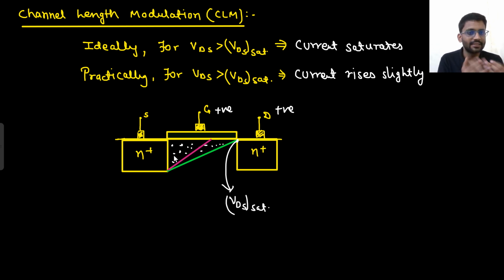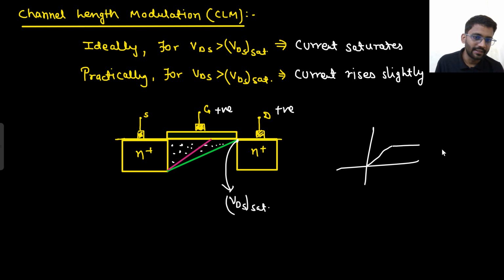But in practical sense, what happens? The electric field is more dominating. They are saying that the electric field is strong, so it will increase the current, but very slightly, not linearly. Like if this was the linear waveform increasing, if this was the ideal waveform, then this would be the practical waveform.